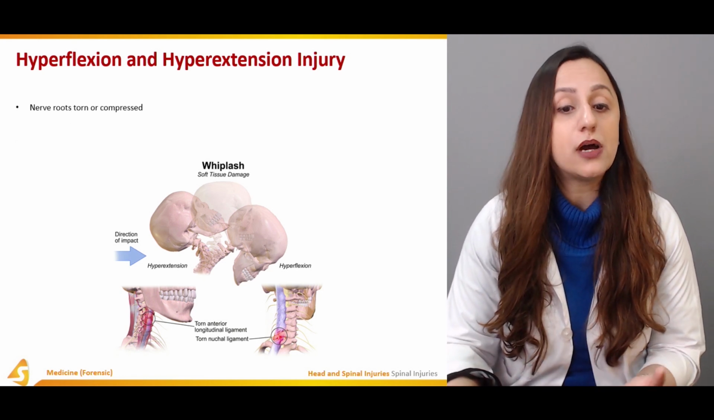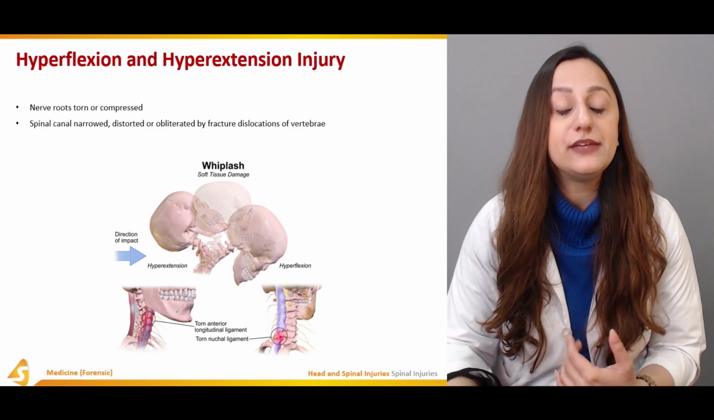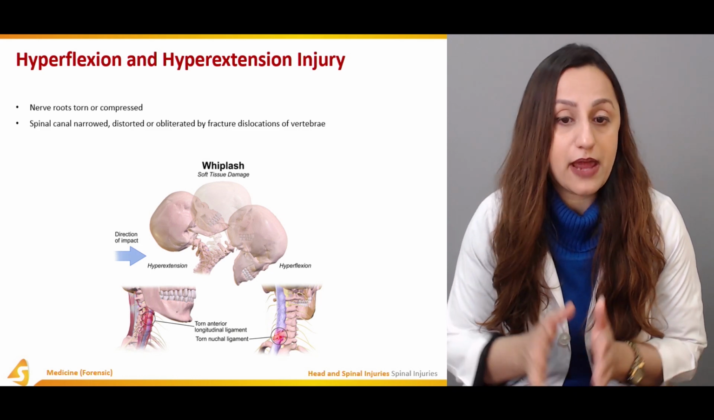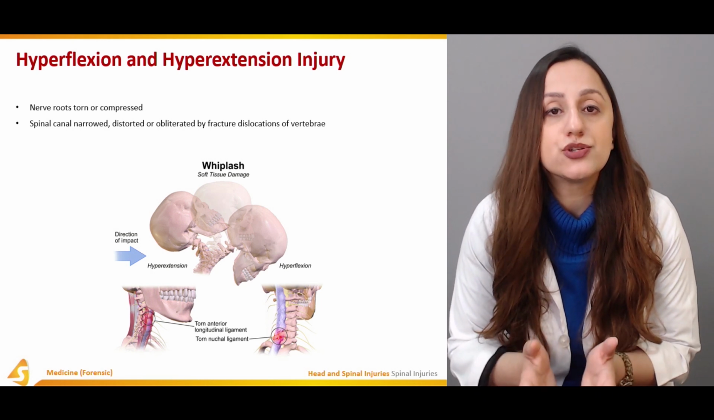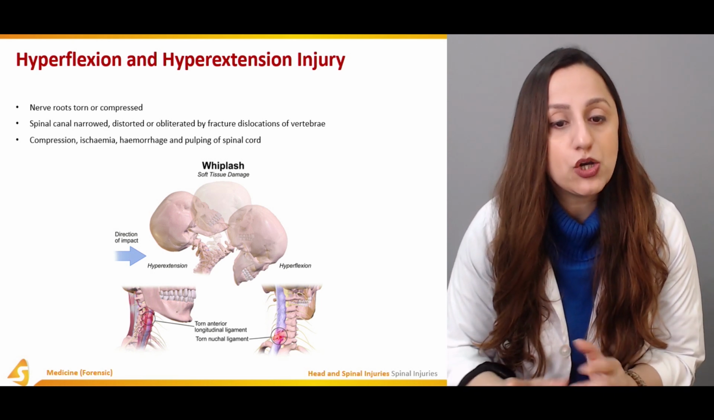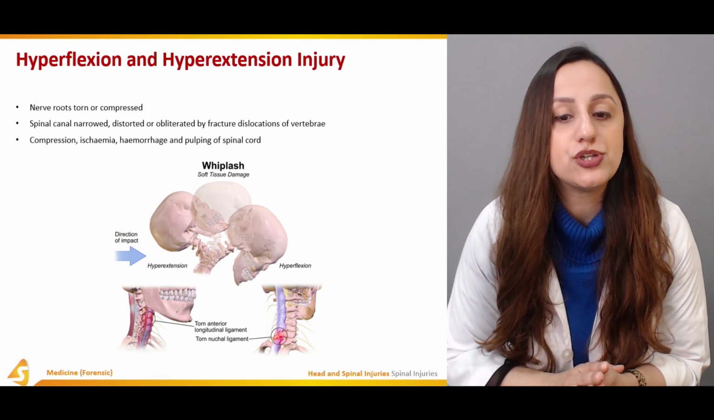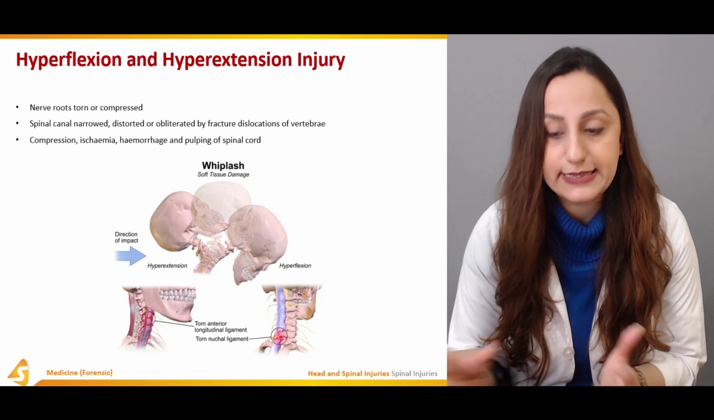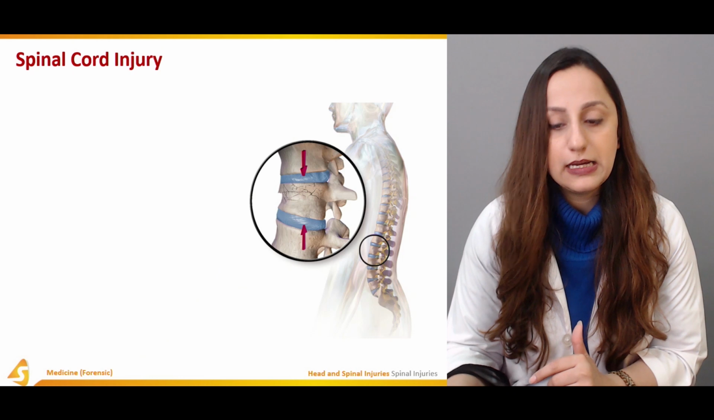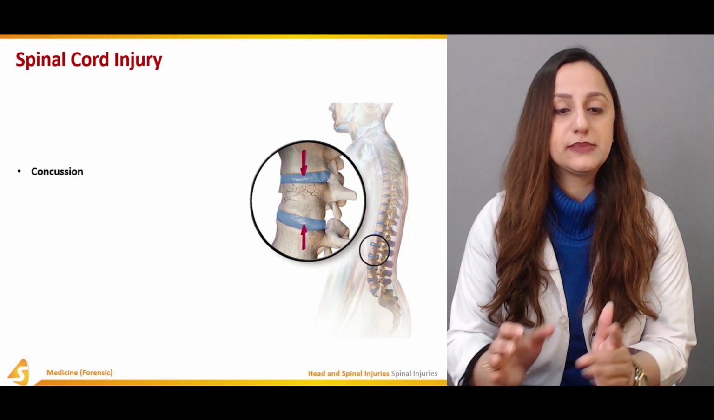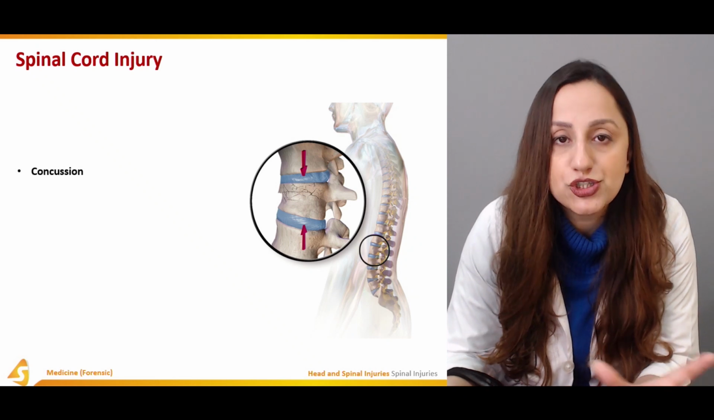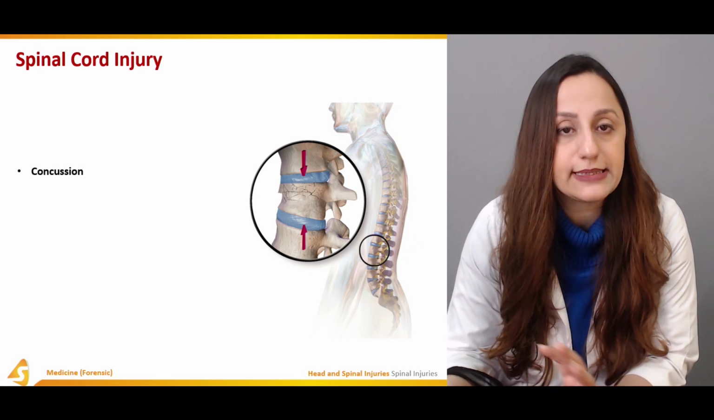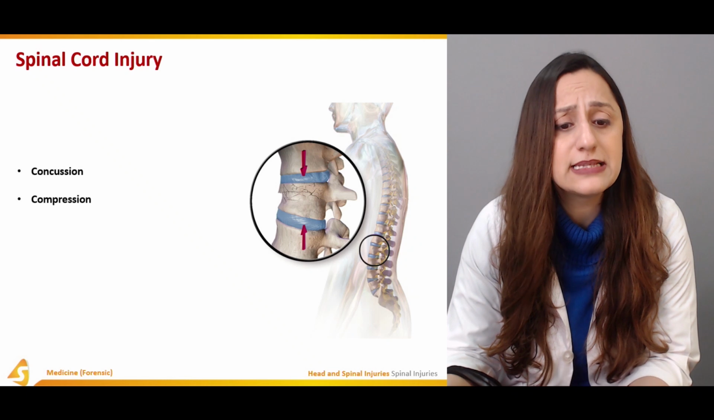The nerve roots are torn or compressed. Then we have the spinal canals, which are narrowed and distorted or obliterated by fracture dislocations of the vertebrae. The compression, ischemia, hemorrhage, and pulping of the spinal cord is seen in such cases. Now, over here, this is basically a summarization of all of the spinal cord injuries that can occur in such cases.